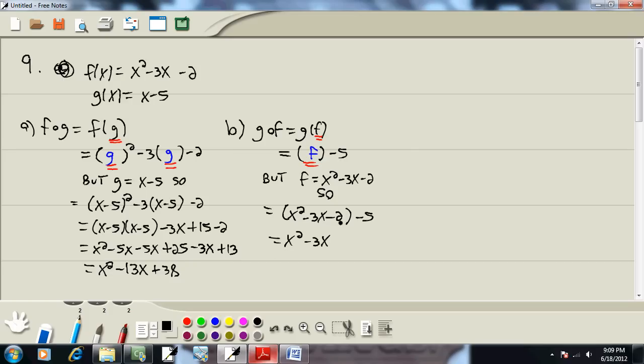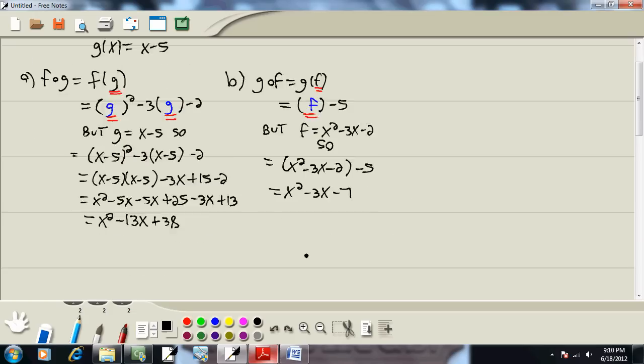And those parentheses aren't doing anything there. Negative 2 and negative 5 gives us negative 7. And that would be our answer for that. Let's look at our next problem.